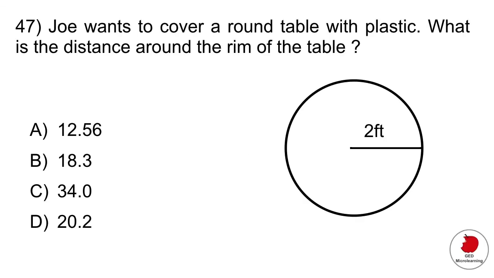The next question says, Joe wants to cover a round table with plastic. What is the distance around the rim of the table? So essentially you have to find the circumference of a circle.